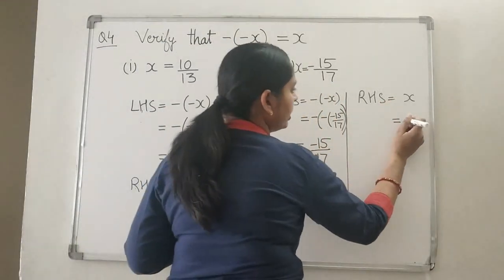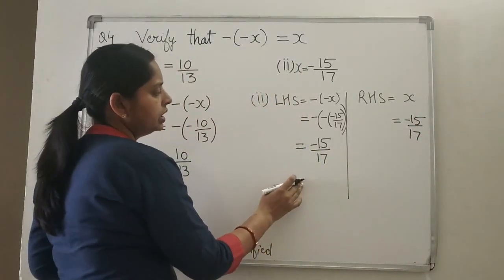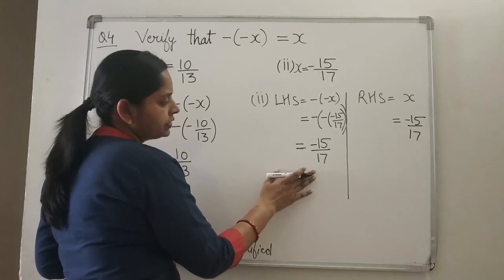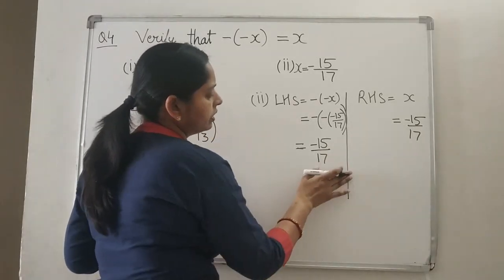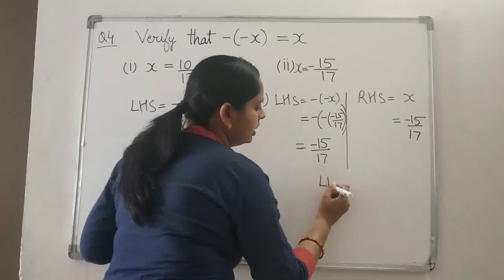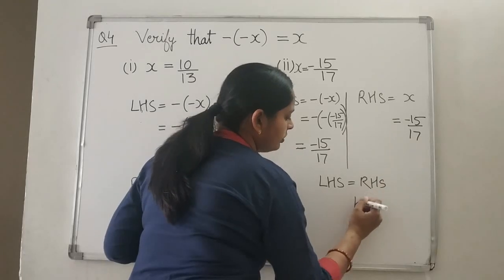X is minus 15 upon 17. So you have seen that LHS is also minus 15 upon 17 and RHS is also minus 15 upon 17. Hence we have shown that LHS is equal to RHS, hence verified.